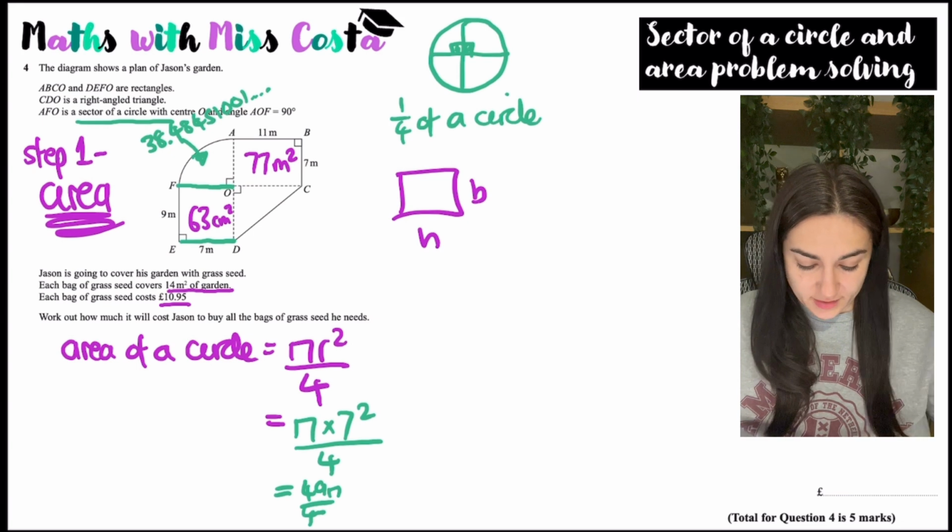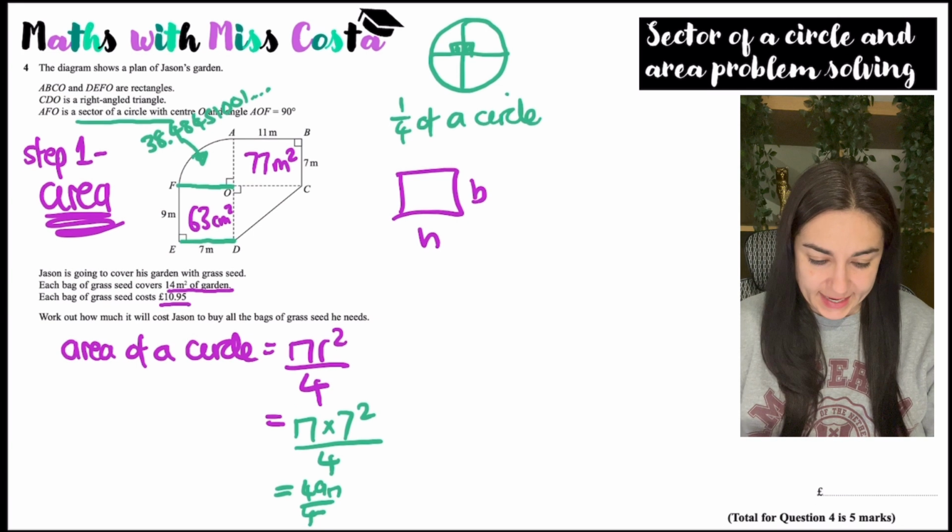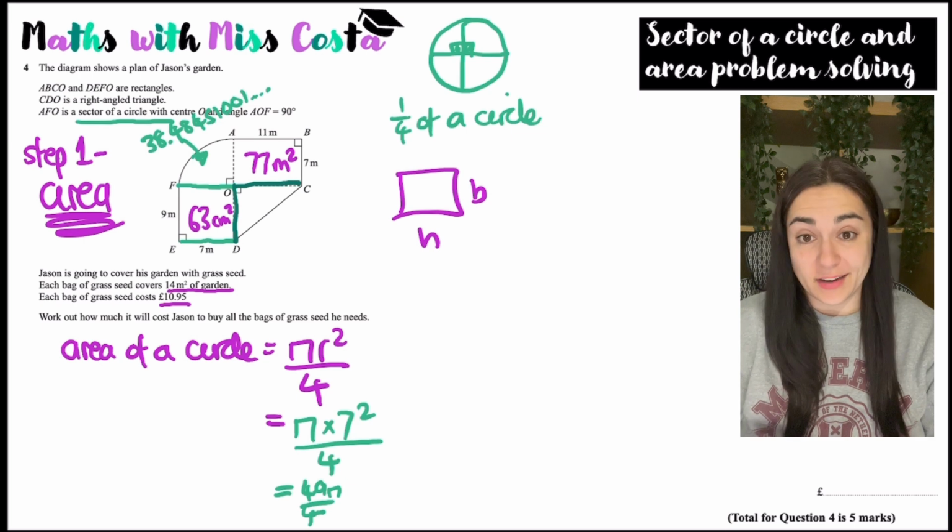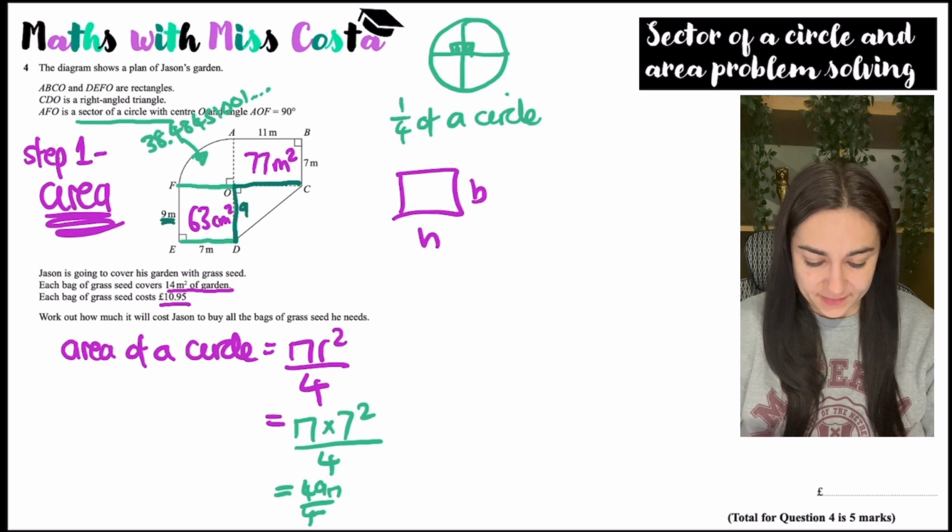And the last part I need to do is the area of this triangle here. So once again, I'm going to have to use the other measurements that I've been given. I know that this length is 9, so this will also be 9. And I know that this length is 11, so this will be 11.